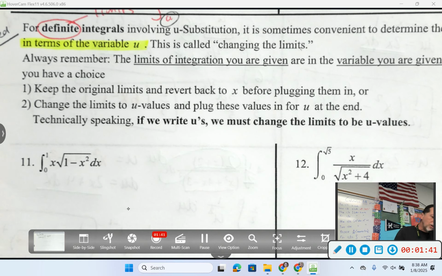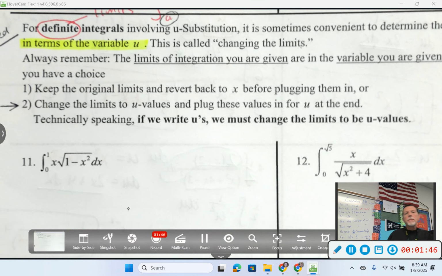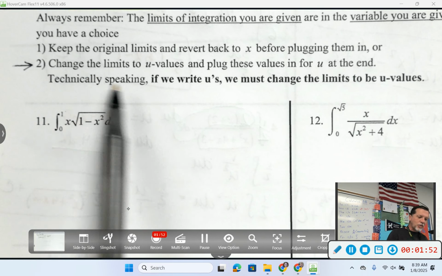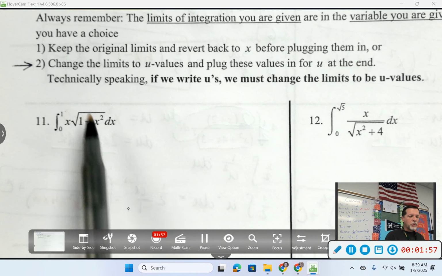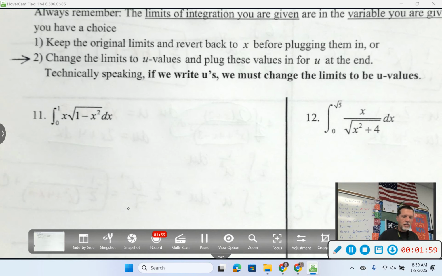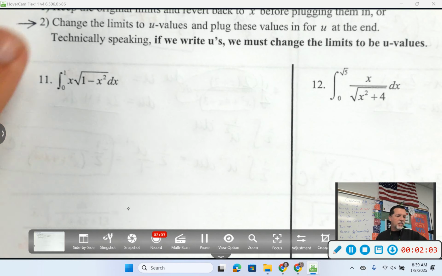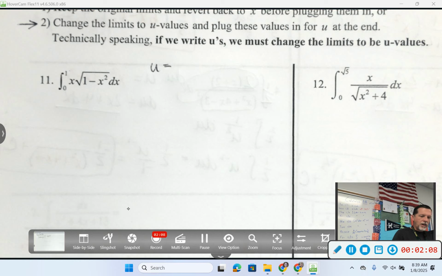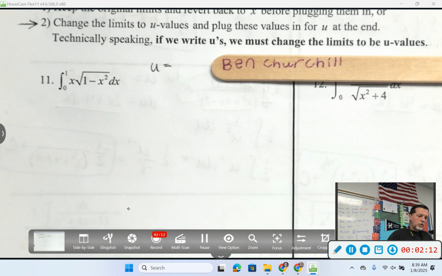I'm usually going to use number 2, which is changing the limits to u things, because we can ask test questions that force you to do it this way. So I'll show it both ways, but I'm usually going to do it method number 2. Okay, so let's start number 1. It starts the same. I don't have to worry about the limits initially. I just want to figure out u and du and see if I can get things switched around to u.